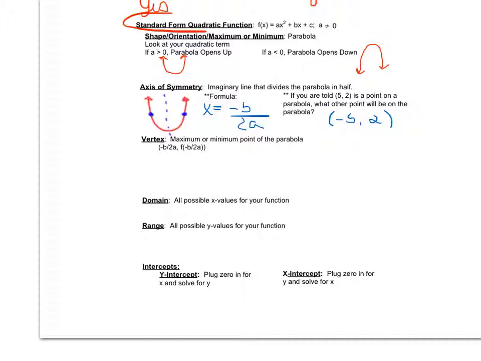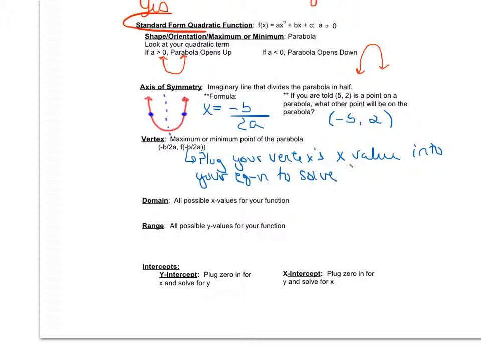Points always have two values to them, (x, y). So in order to find the y value of my vertex, I'm going to have f of negative b over 2a. All that means is you take your x value and you plug that x value in. So plug your vertex's x value into your equation to solve for y. So that's what that f of negative b over 2a means.